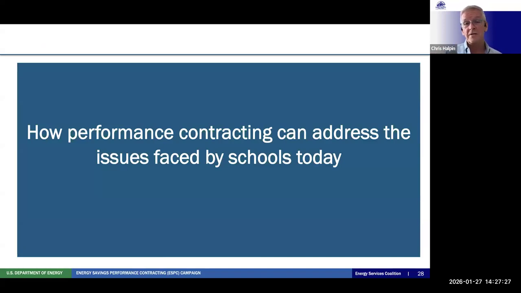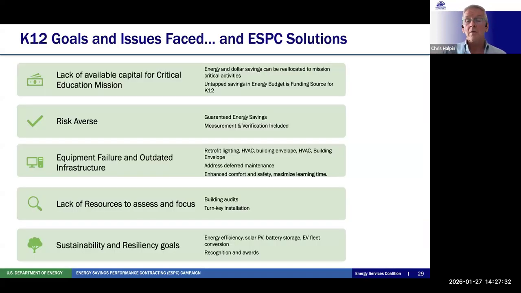So how can this address the issues faced by schools today? Next slide. So Craig and I have laid this out already, right? There's lack of available capital for critical education mission, right? And this is all about the mission, as I alluded to earlier. Energy savings is nice, right? Improving the indoor air quality is great, but it all has to lead to improving the mission, right? The children have to be able to learn and keep those behinds in the seats absolutely as much as possible every hour of the day that is allotted for learning, right?